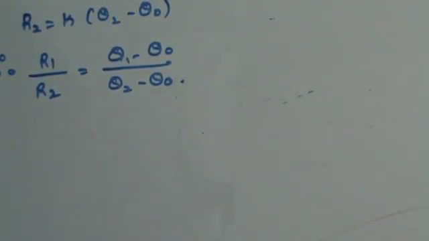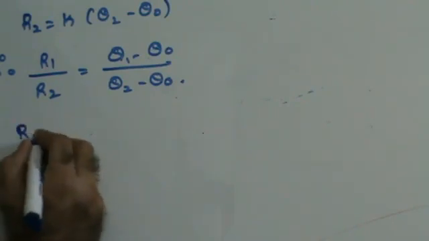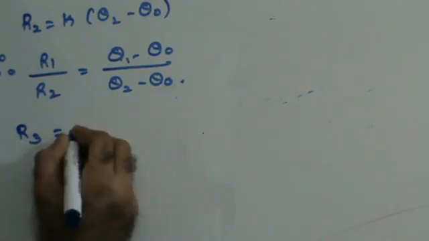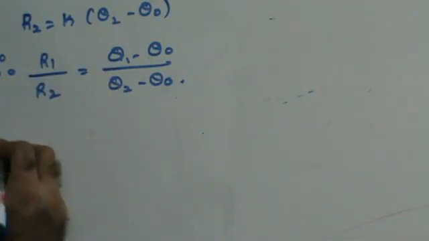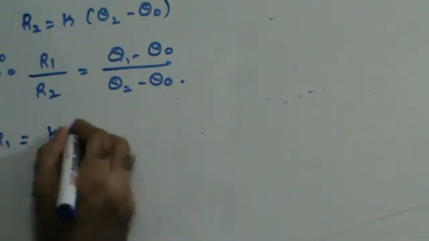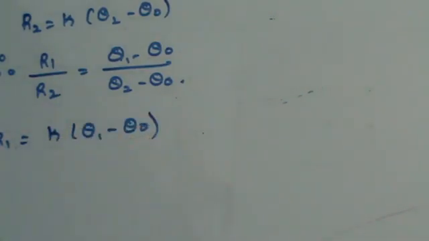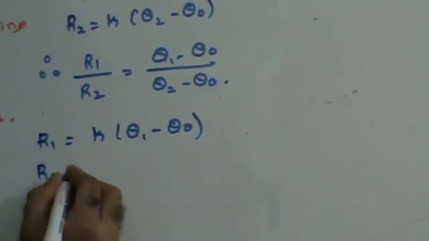Next part of the question is to determine the temperature of the surrounding, we did that, and the rate of cooling when the temperature is 48 degrees Celsius. I have to find out the rate of cooling when the temperature is 48 degrees Celsius, for which I need to know the value of K. From here I will come to know theta 0. Substitute that value of theta 0 in the equation R1 is equal to K times theta 1 minus theta 0. So from this equation I will come to know the value of K. Once you come to know the value of K, then you can find out R3.